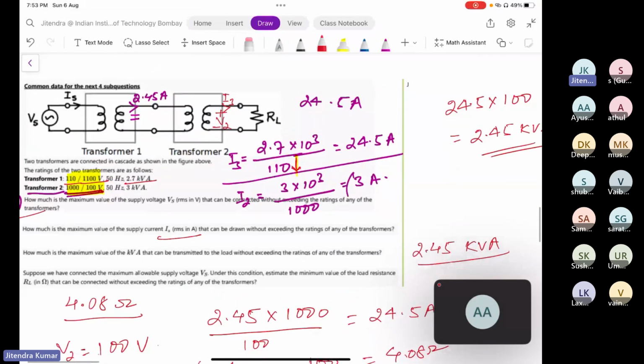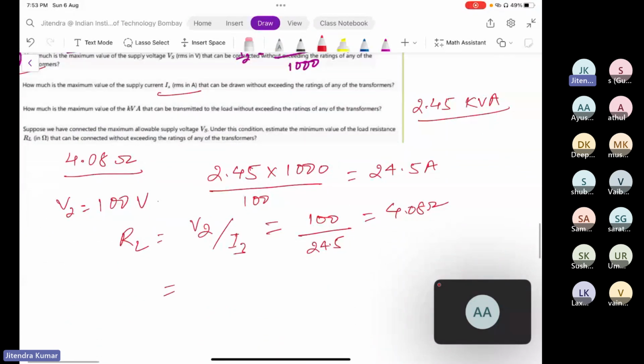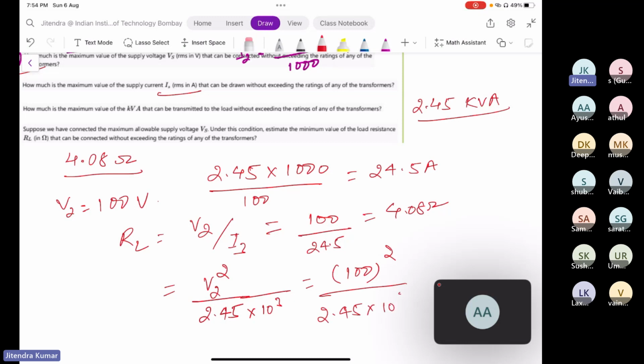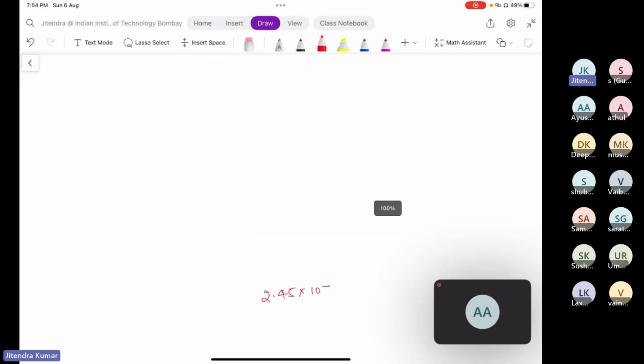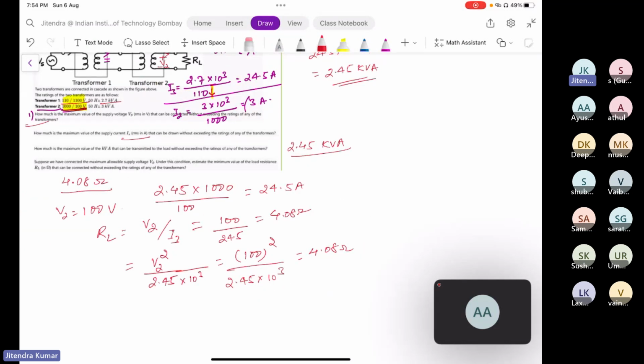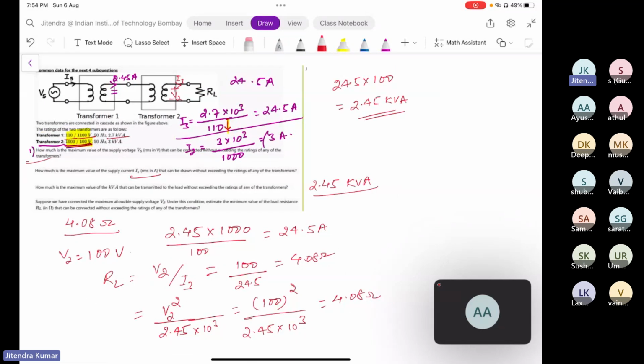Or the other way is, you could have done V2 square by KVA, and since you know the KVA is 2.45 into 10 to the power 3, and V2 square anyway is 100. So 100 square divided by 2.45 into 10 to the power 3. So that would have also led to the same answer, 4.08 ohm. Any way which is convenient to you, you can go ahead with it. I just showed you two different formulas for the same parameter.